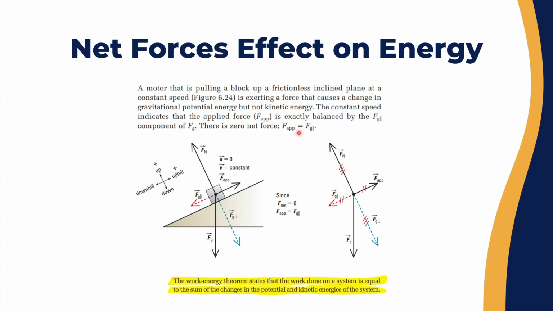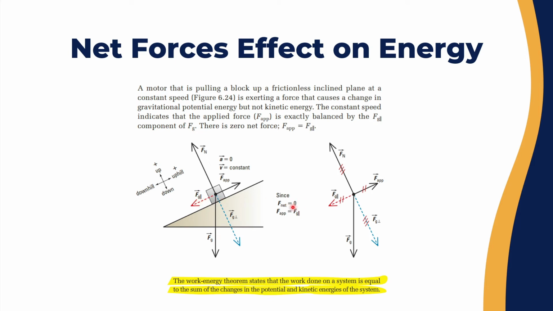Let's assume there is a motor pulling a block up a frictionless inclined plane, or surface, at a constant speed and exerting a force that causes a change in gravitational potential energy but not in the kinetic energy in this case. The constant speed indicates that the applied force, F applied, is exactly balanced by F gravitational parallel, the parallel component of F gravitational, as you remember. So the zero net force here is produced because the applied force equals the gravitational parallel force.